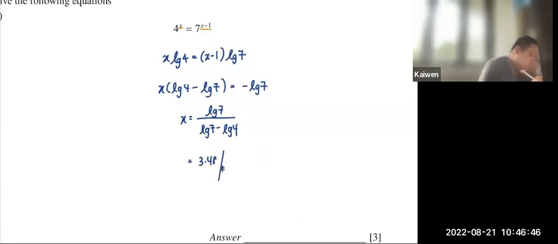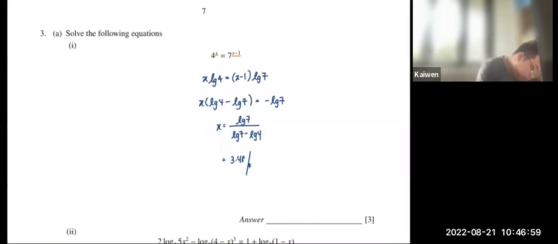So the rule of thumb is this. Whenever you are looking at a question and you have problems because your powers are your unknowns, always take logarithms on both sides. Then it will help you throw your powers down. So this is the tip for this question.